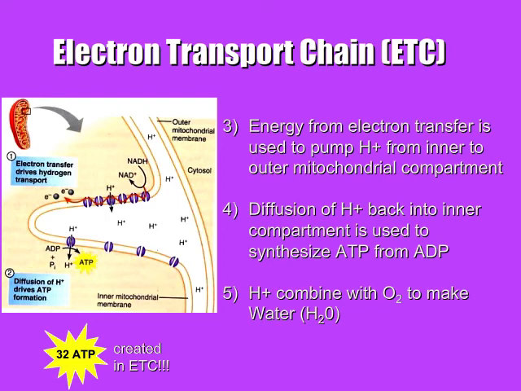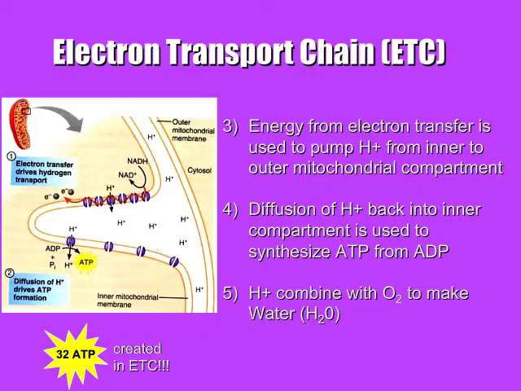The potential energy absorbed by the mitochondrial membrane will then be used to pump hydrogen ions from the inner mitochondrial compartment into the outer mitochondrial compartment. We then have special proteins which will allow the diffusion of the hydrogen ions back into the inner mitochondrial compartment. And in the process, we will use this downhill flow to synthesize ATP from ADP. The hydrogen ions will then combine with oxygen to make what we call metabolic water. The big picture here is that in the process of the electron transport chain, we generate a total of 32 to 34 ATP. So the majority of ATP coming from the catabolism of glucose actually occurs during the electron transport chain.